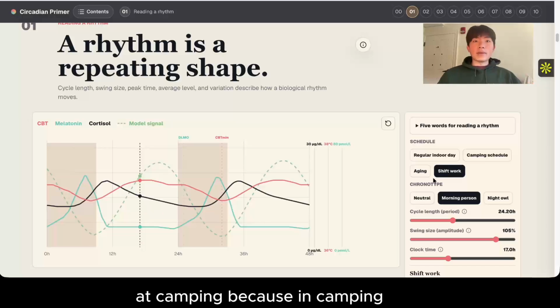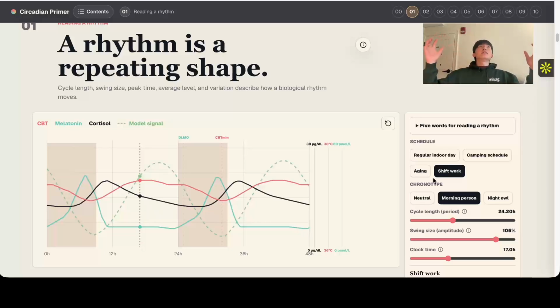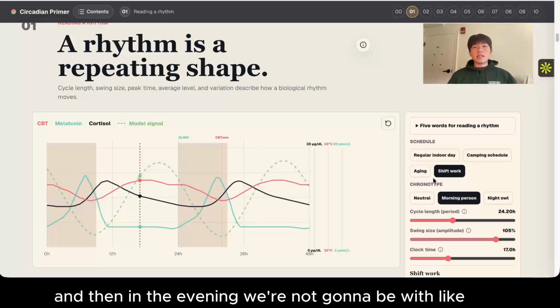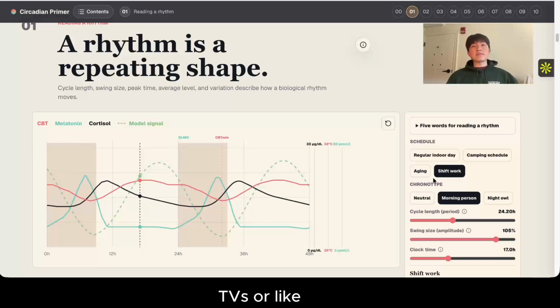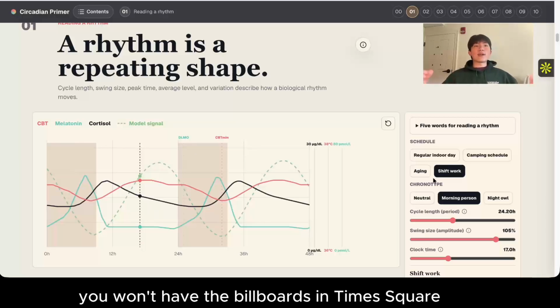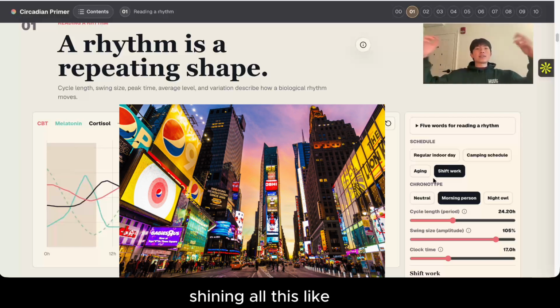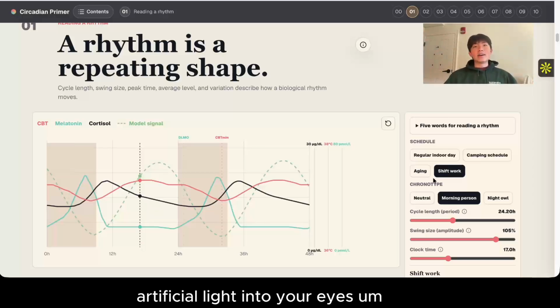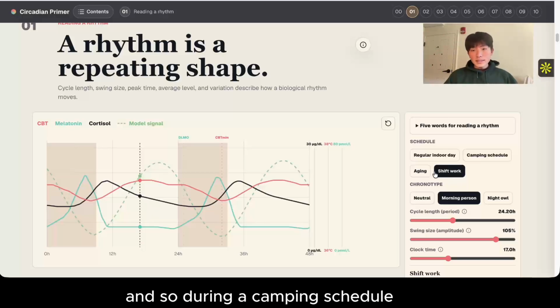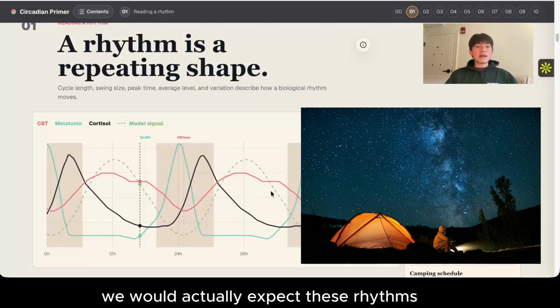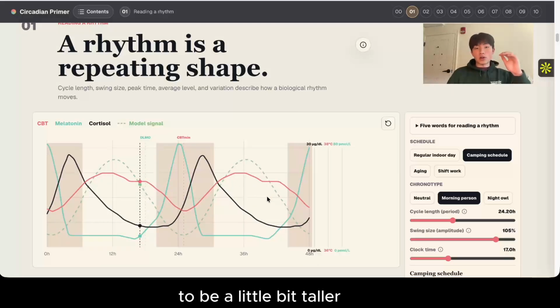Well, let's take a look at camping, because in camping, you have the sun. What light is really brighter than the sun? And then in the evening, we're not going to be with TVs or artificial light. You won't have the billboards in Times Square shining all this artificial light into your eyes in the middle of the night. And so during a camping schedule, we would actually expect these rhythms to be a little bit taller and your body to know the difference between day and night more.